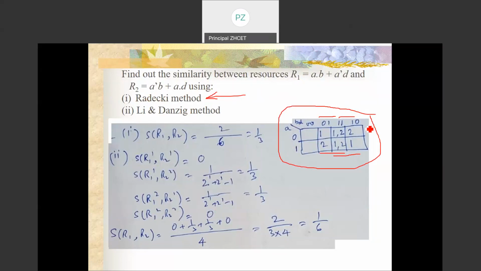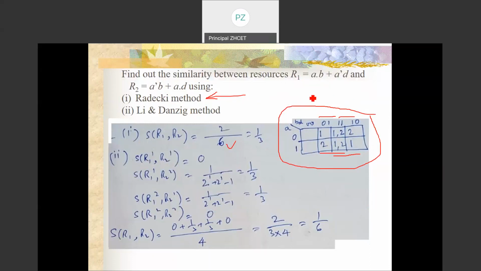Now what remains is to find out the union of terms. The union of terms I can easily see is 6. So I've got 6 here. And the intersection is 2 only. 1, 2, 1, 2. So it is 2. So 2 by 6 is 1 by 3.